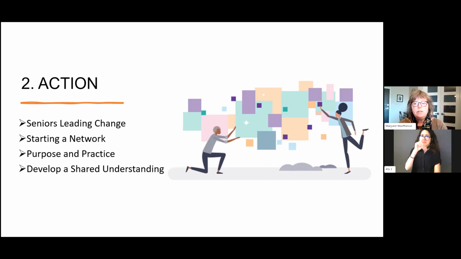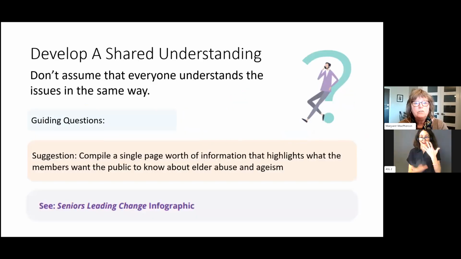And I think that engaging them in this productive work of social change, but also in the building of community, is part of the network basis. And seniors need to be leading this work, I think, for many reasons. So figuring out how to support that, enable that, support older people who want to start a network, rallying around them to help them make it happen. That's the idea of seniors leading change. Nothing about us without us. And then there's practical information about starting a network: defining your purpose, the practices you're going to put into place, and developing a shared understanding.